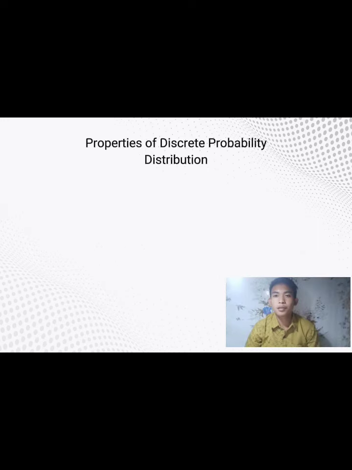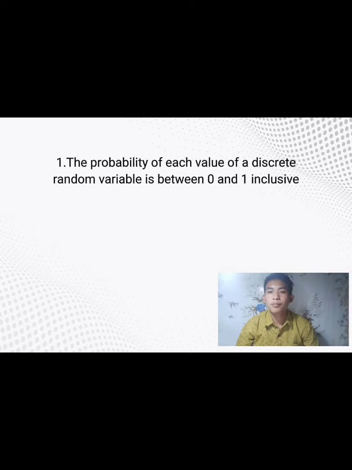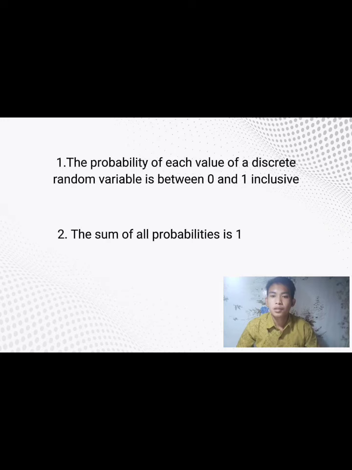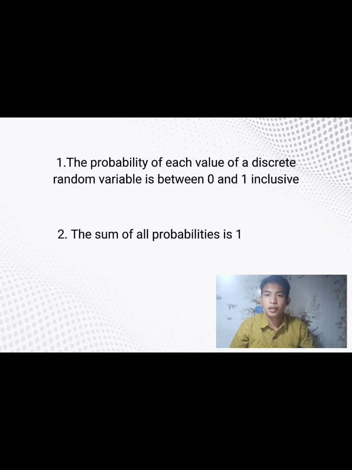Properties of discrete probability distribution. The probability of each value of a discrete random variable is between 0 and 1 inclusive. The sum of all probabilities is 1, where the summation of p(x) equals 1.